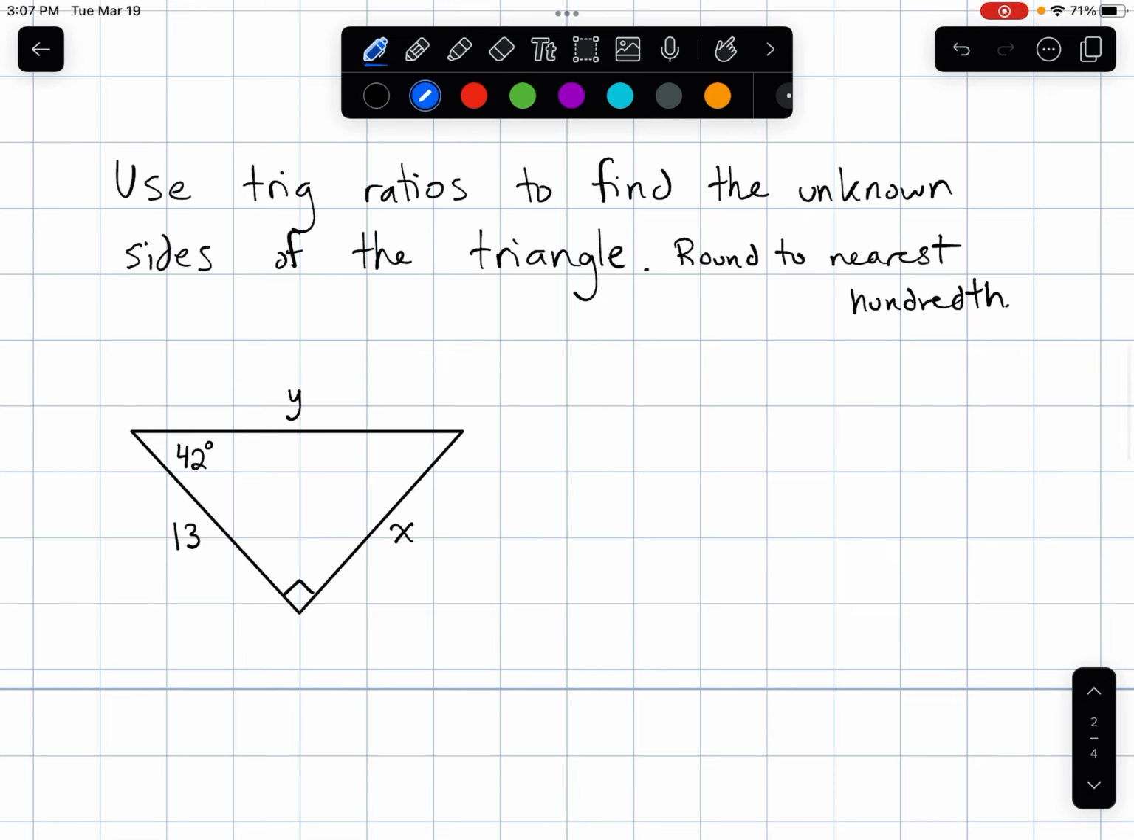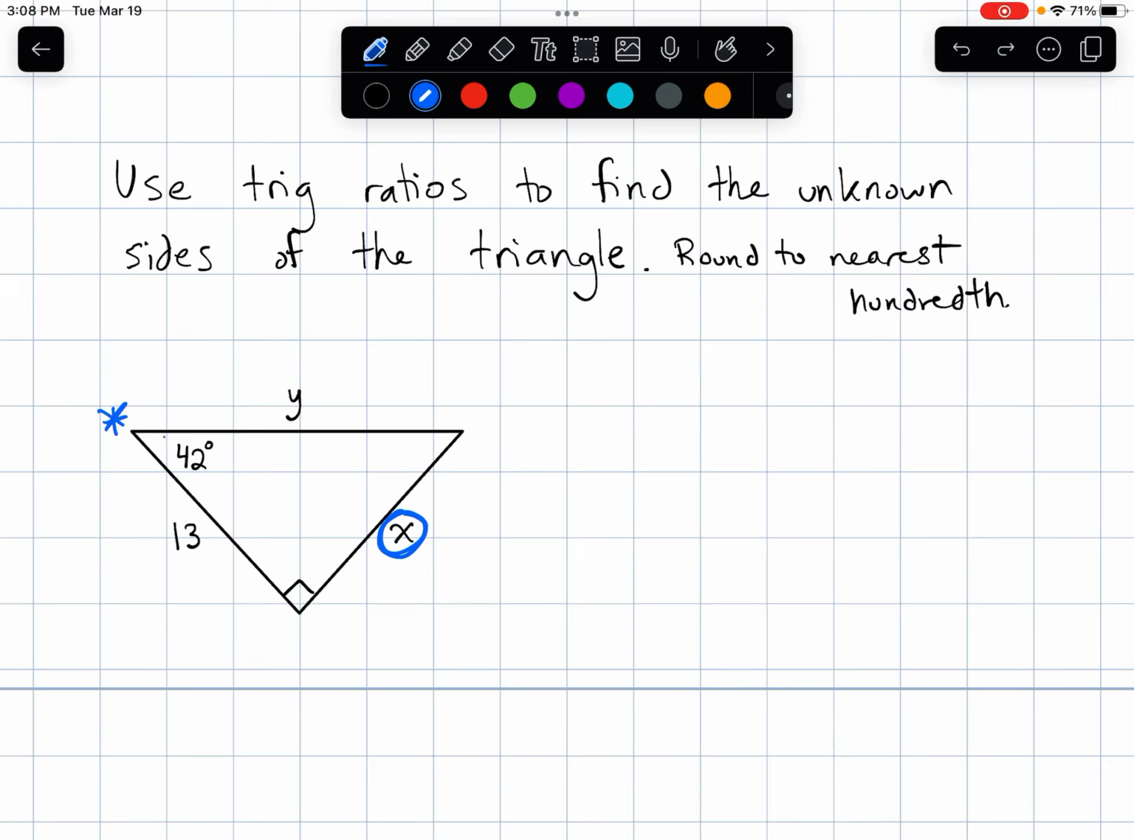So here we're going to use these trig ratios to find some of the unknown sides of the triangle, and we're going to round our answers to the nearest hundredth. So first, let's try to find side x here. If I'm trying to find side x, the only angle that I'm given is this angle right here. Now I could figure out this missing one. We know that all angles in a triangle have to add up to 180. So I could find that missing angle, but because I already have the 42, I'm not going to worry too much about that missing angle there.